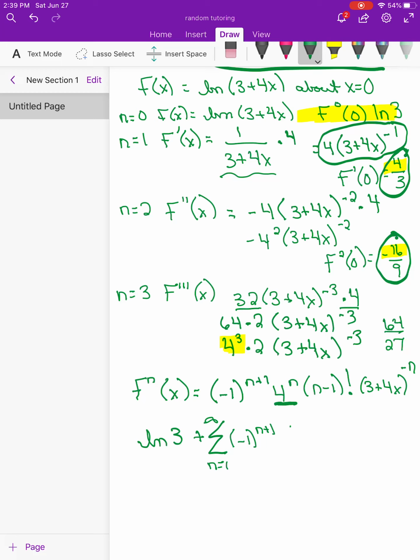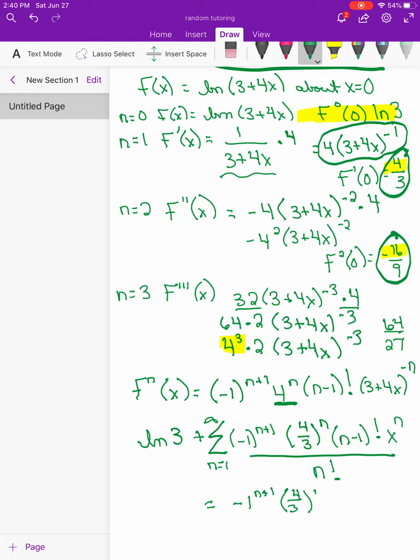You're basically getting 4/3 raised to the n power, and then you've got your n minus 1 factorial x to the n, and then you're dividing by n factorial. Now, you don't need to do all those steps, but in the end, this simplifies to -1 to the n plus 1, 4/3 to the n, x to the n over n.